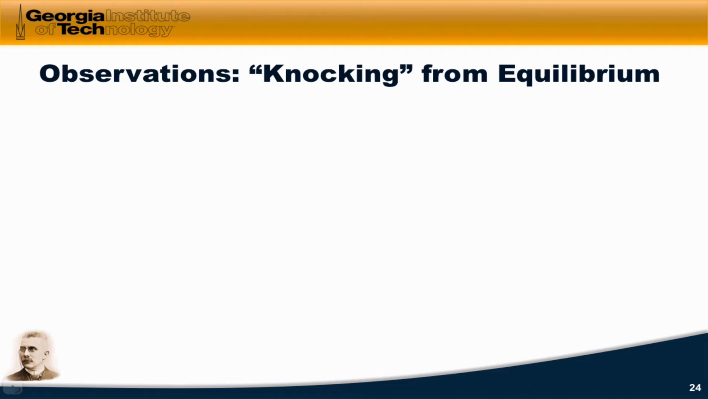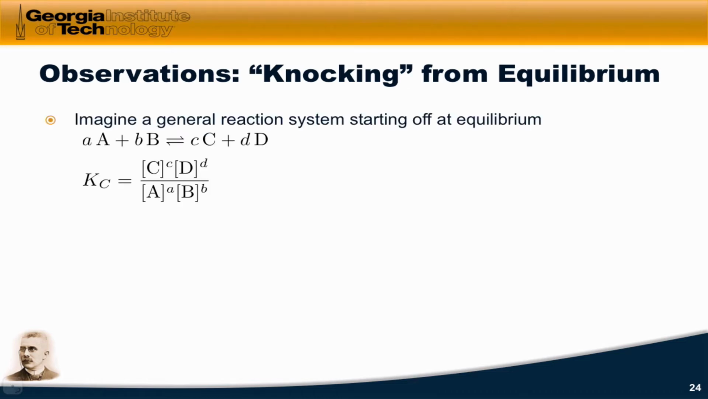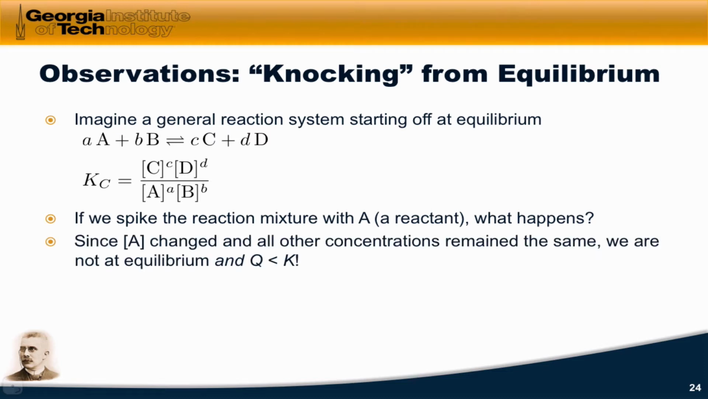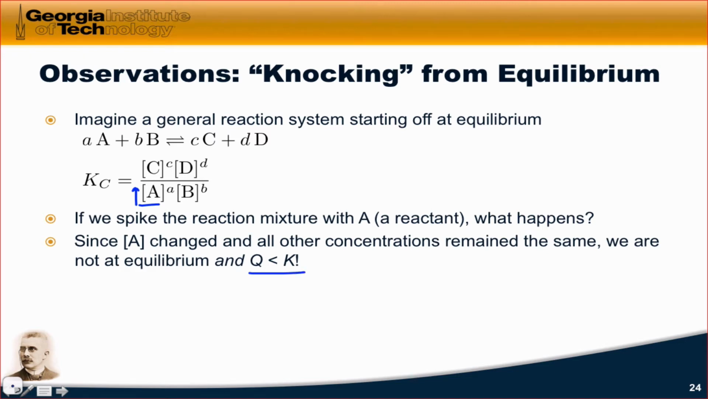So let's think about starting with the system in chemical equilibrium, and let's take our general reaction system of A, B, C, and D with the usual Kc expression. What happens if we spike the reaction mixture with A? We started off in equilibrium, and then we dump additional A into the system. Since A is a reactant, we've increased the molarity of A while leaving all the other molarities constant, and we've thus led Q to be less than K. We've essentially made the denominator bigger than the numerator in Q, right? Which means that Q is less than K when we spike with a reactant, with A.